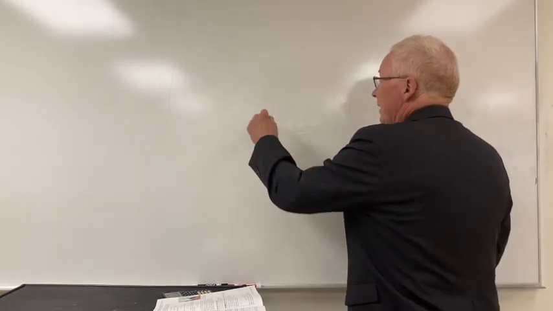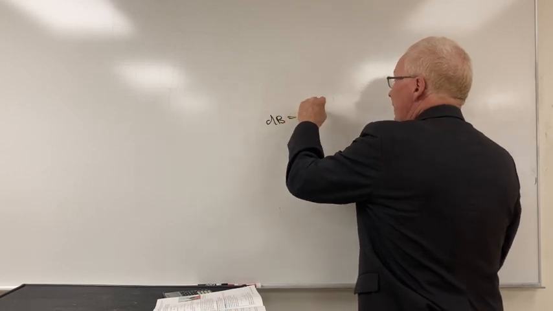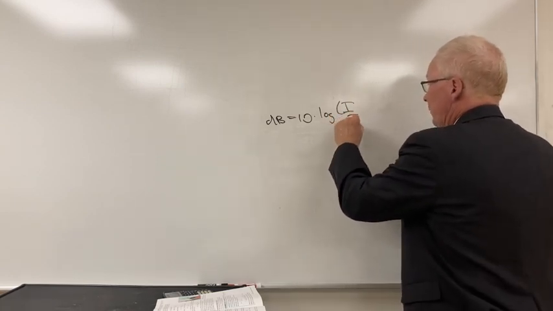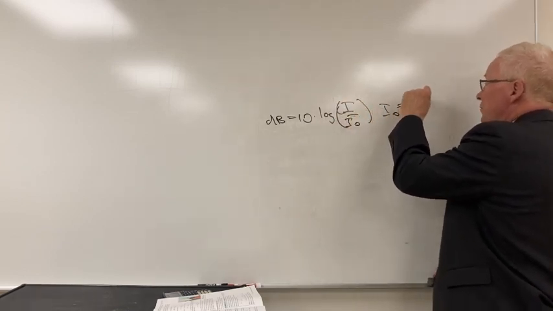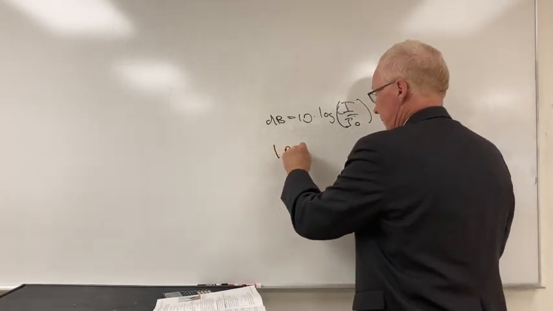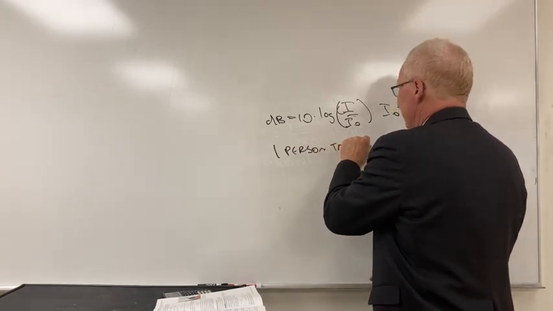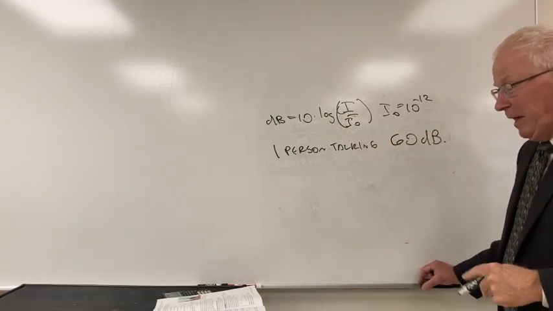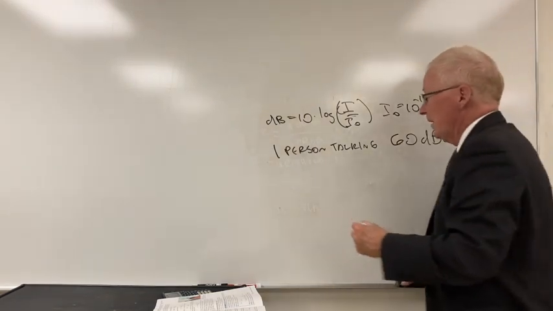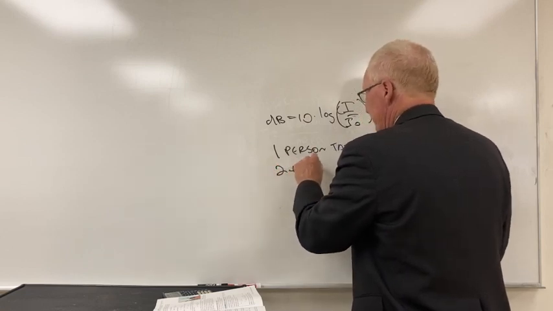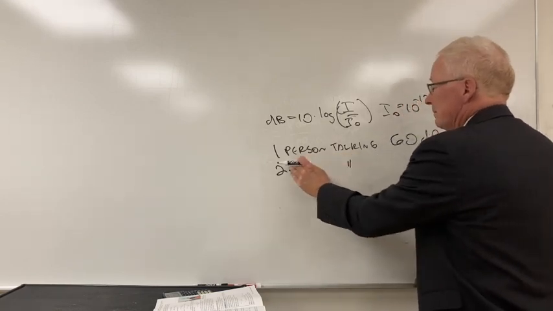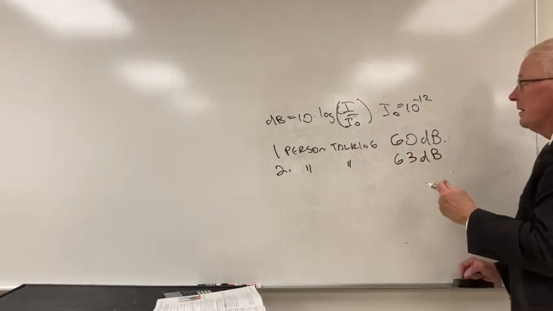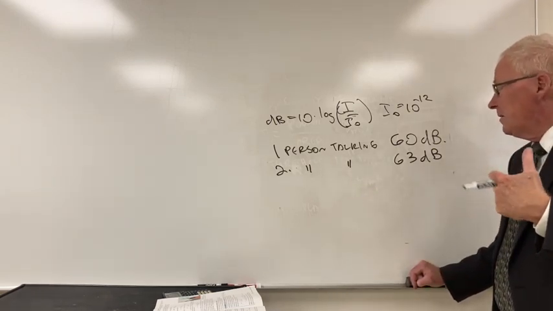So again, our expression: dB is 10 times the log of I over I naught, where I naught is 10 to the minus 12th. One person talking is about 60 dB. This is a logarithmic scale. If we have two people talking, when you double the intensity it only increases by 3 dB, so 63 dB. A doubling means we increase by 3 dB.